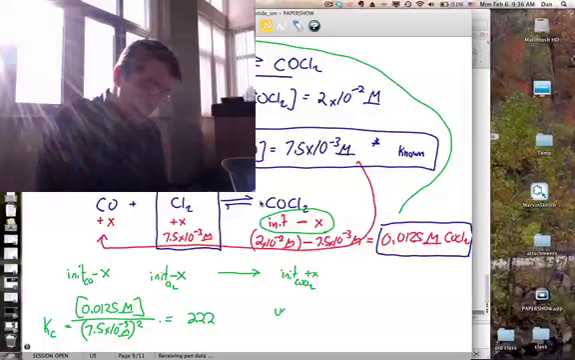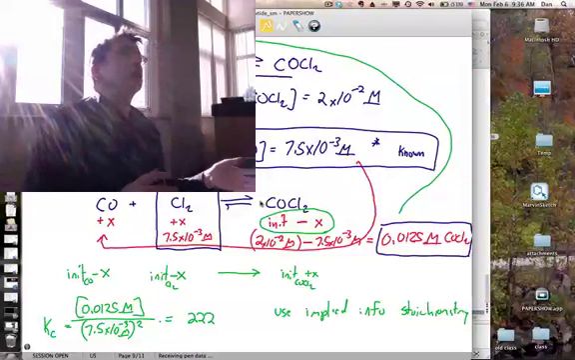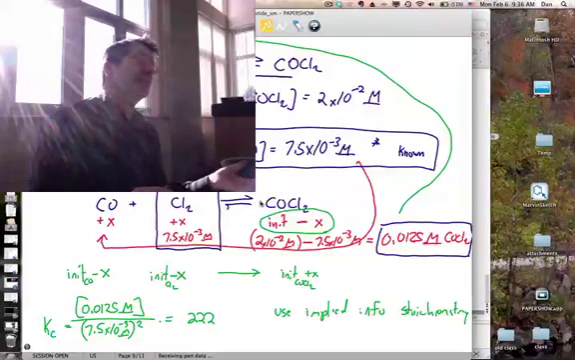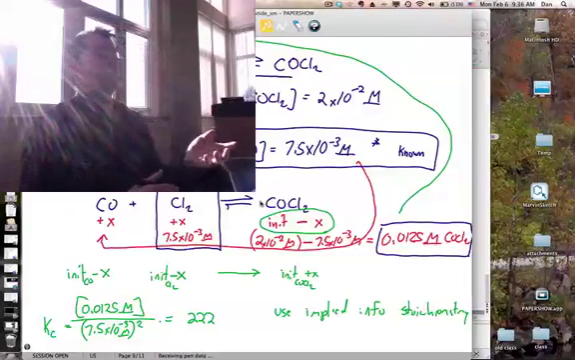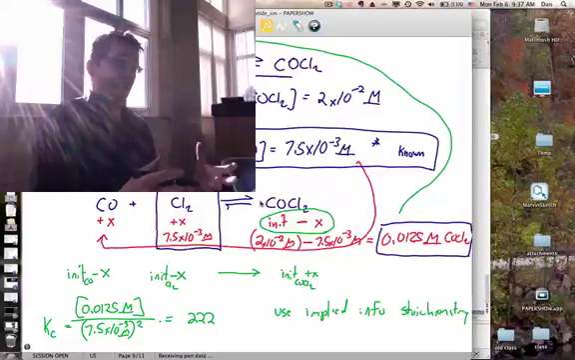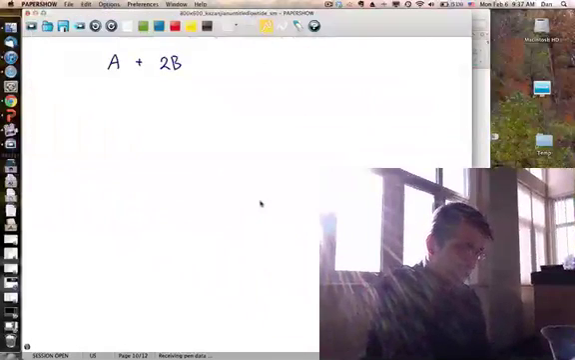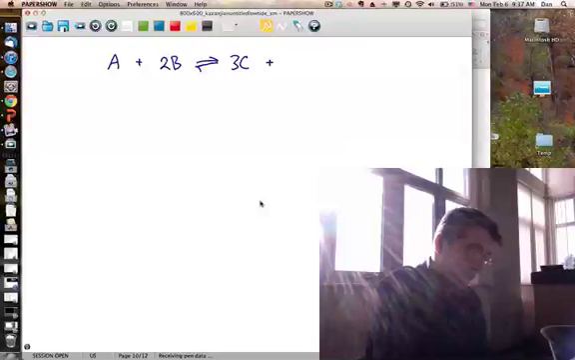So we have to use the implied information from the stoichiometry. The amount of products formed is not independent of the amount of reactants consumed, or vice versa. The two quantities are tied together. Now, I'm going to offer a tip. So let's take a look at this. A plus 2B goes to 3C plus D.